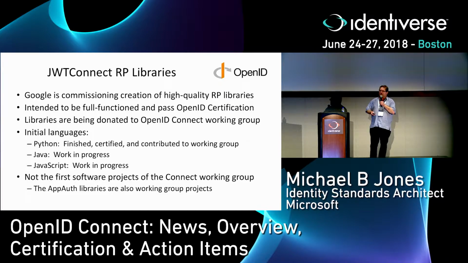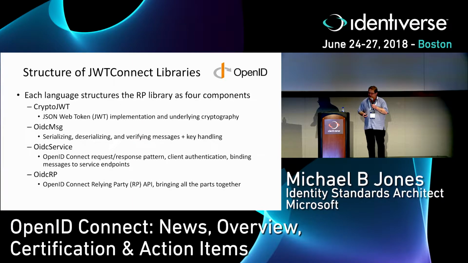The initial languages that these libraries are targeted at are Python, Java, and JavaScript. More may come. And the Python work has already been contributed to the OpenID Foundation, so is now a project of the OpenID Connect working group. That's brand new, so new that I haven't even sent the note to the Connect working group saying we finished that phase. Note that this is not the first software project that a working group has hosted. There's a set of native application libraries called AppAuth that the Connect working group also is custodian of.